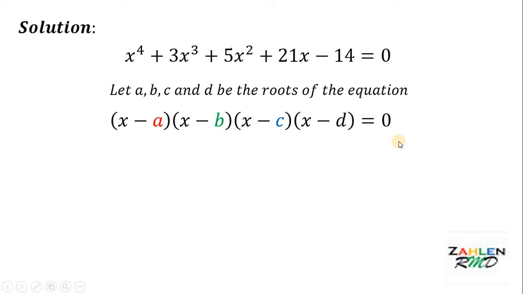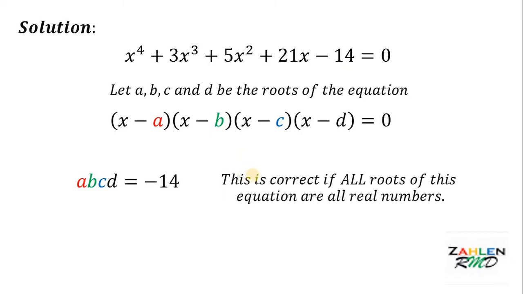And since our goal is just the product of the roots, what we're going to do is to multiply a, b, c, and d. Now, if we do that, we can see that the product of all roots of this equation must be the constant term of our given equation. Therefore, the product a times b times c times d must be equal to the constant term, which is equal to negative 14. Now, this is correct if all roots of this equation are real numbers.